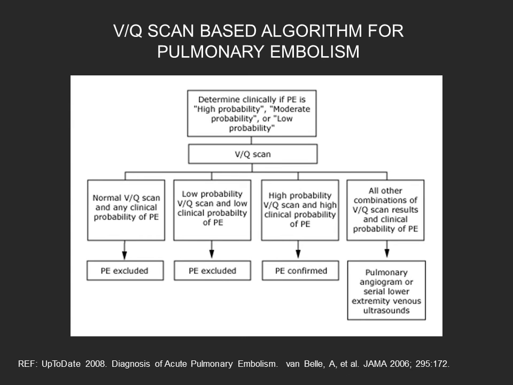Patients are again stratified based on Wells criteria into low, moderate, and high probability of PE. A VQ scan is then conducted with 4 possible outcomes: a normal VQ scan and a low probability VQ scan with low clinical suspicion are 2 situations in which PE can be excluded. PE can be confirmed in patients with a high probability VQ scan and a high clinical probability of PE.